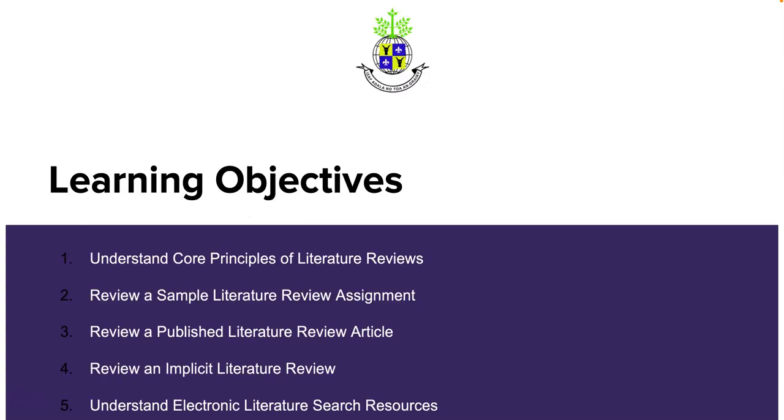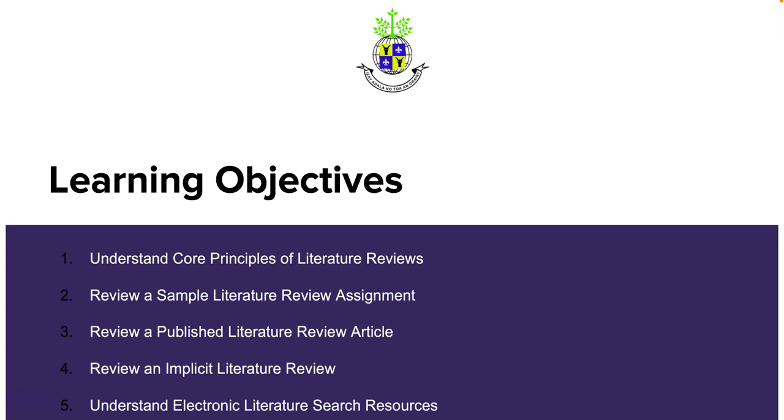So we have 5 main focus areas, 5 learning objectives that we have today. The first is to understand the core principles of literature reviews. What are they supposed to do? Why do you write them? Then we're going to look at a sample literature review assignment to better understand some of the ways that this can come into play. We'll look at a published literature review article, an article that itself is a literature review.